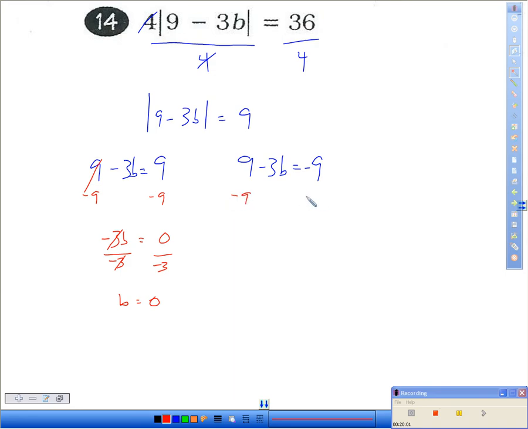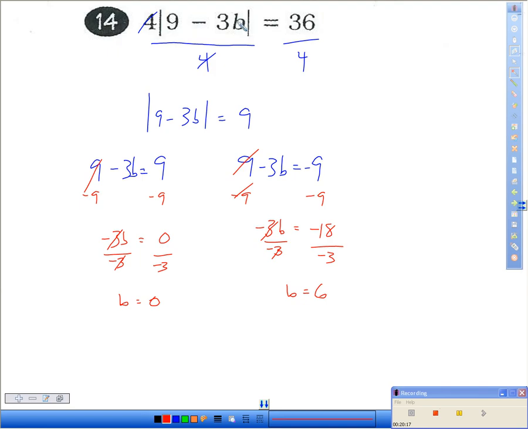Minus 9 on the left, minus 9 on the right. The 9s cancel on the left, leaving us with negative 3b. On the right-hand side, negative 9 minus 9 gives us negative 18. If I divide the left by negative 3 and divide the right by negative 3, we end up with b equals positive 6. Let's put that back in.